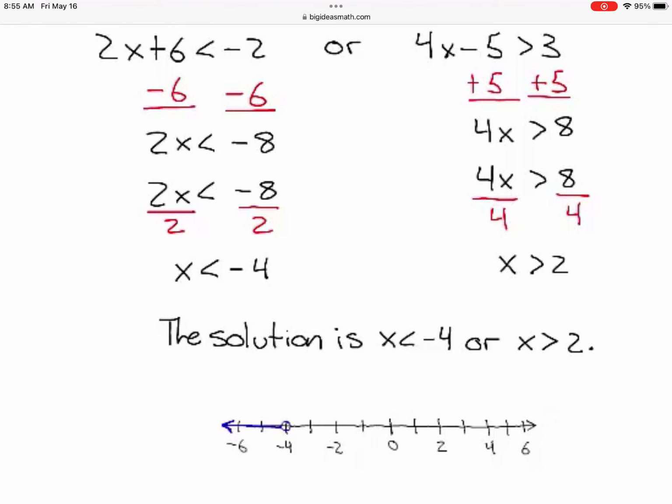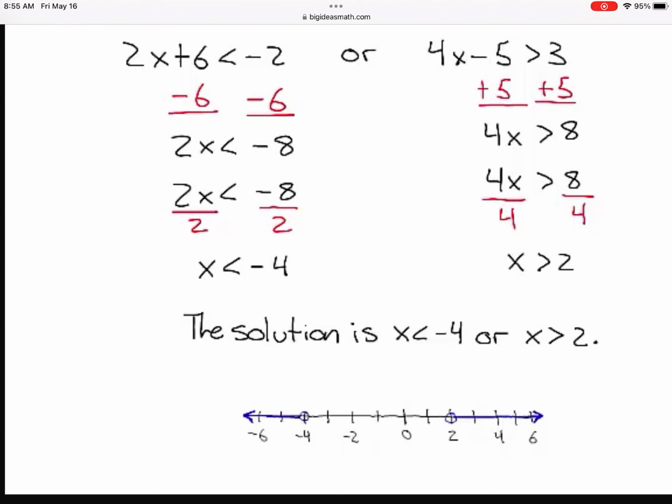Next, graph x > 2. Because 2 is not a solution, use an open circle at 2. Because x is greater than 2, shade the line to the right of 2.